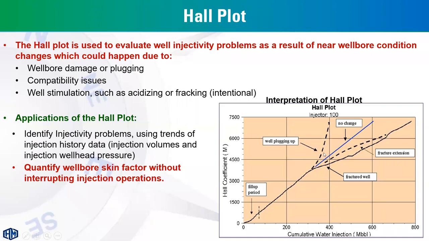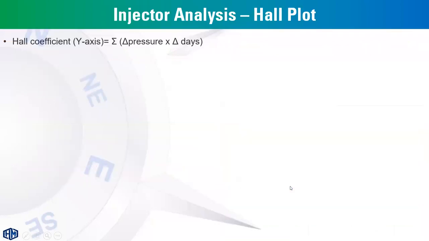So for typical or the normal operating conditions, this relationship will follow this straight line. But if we have such deviation in the uplift part, we have an indication of damage in the injection wells. But if we have a deviation to the right side, we have an indication of improvement in the injectivity and reduction in the injection resistance.